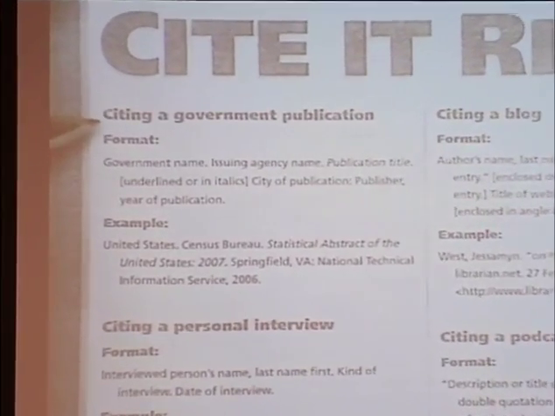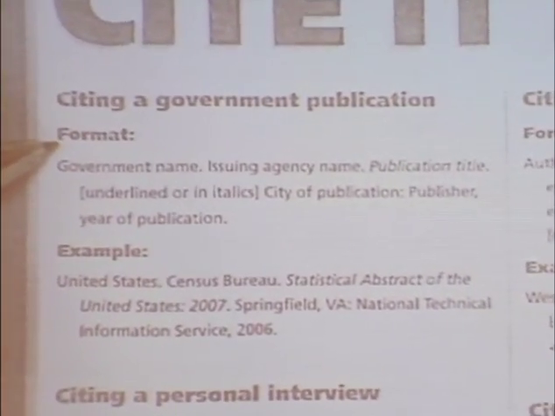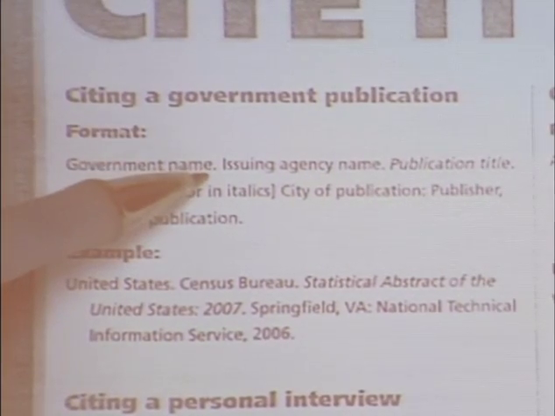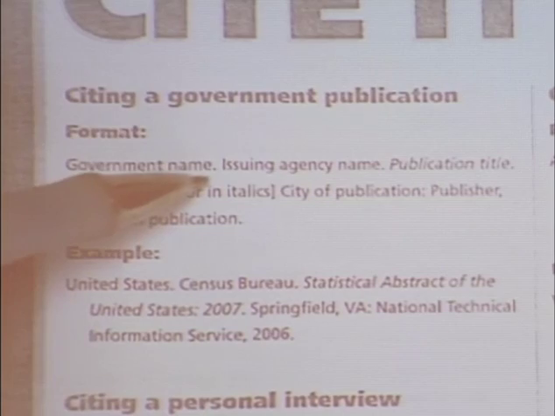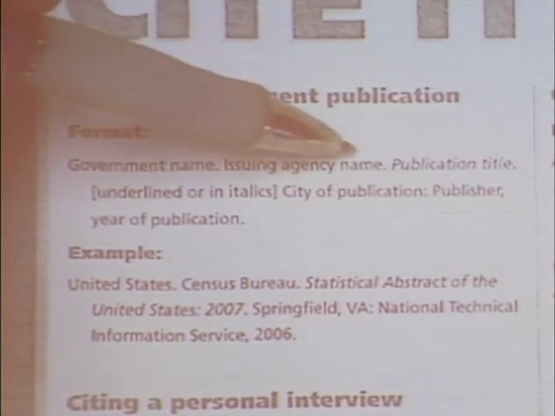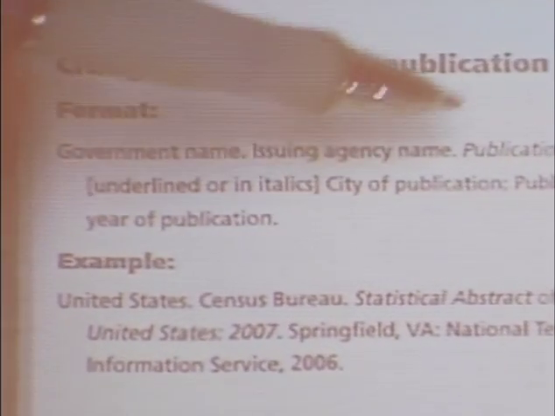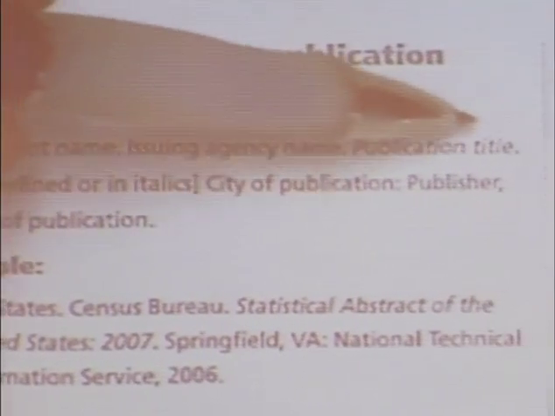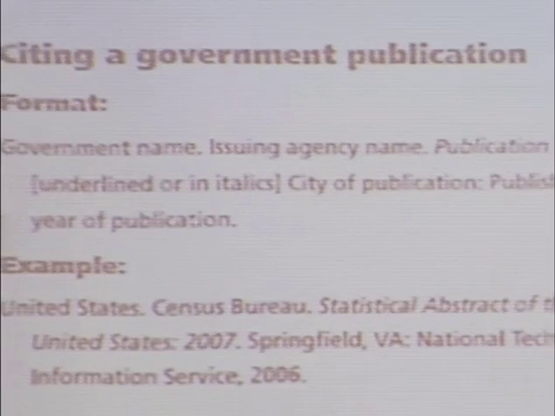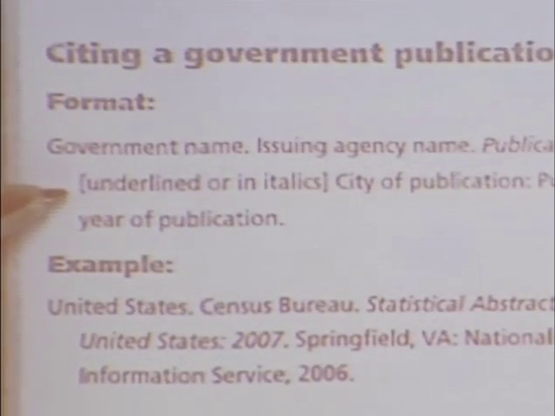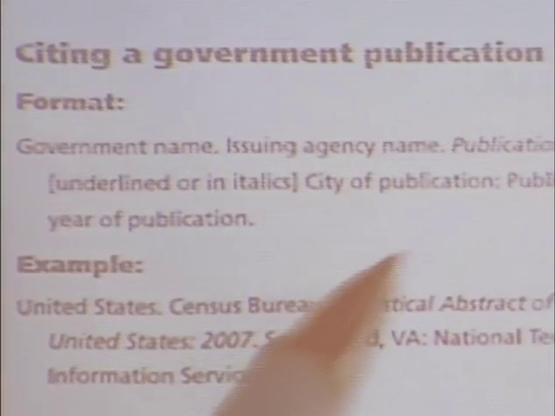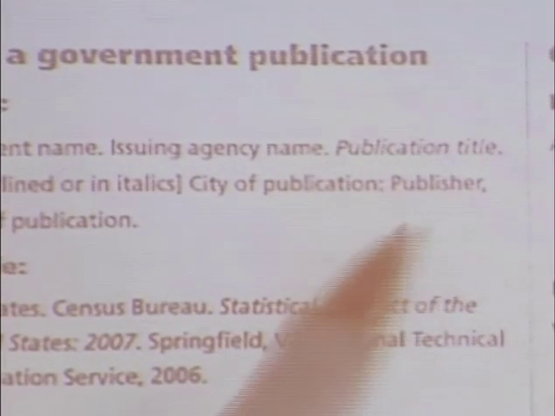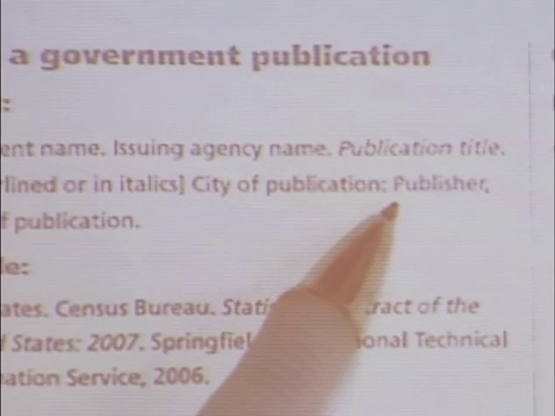For example, like citing a government publication. There is a format to do it. You start off with the government name. Notice the end marks, and you're going to see this throughout this presentation. The periods, issuing the agency name, whether it's the FBI, some form of branch of the federal government, period, the publication title, period, and that's going to be underlined or put in italicized format. The city of the publication, notice that we have a colon, the publisher, and notice that publisher is capitalized.